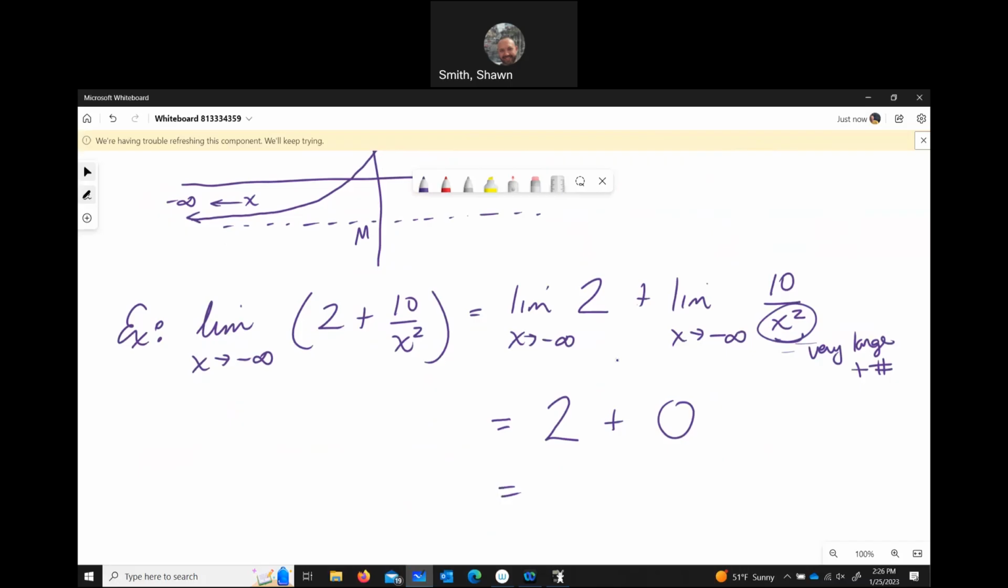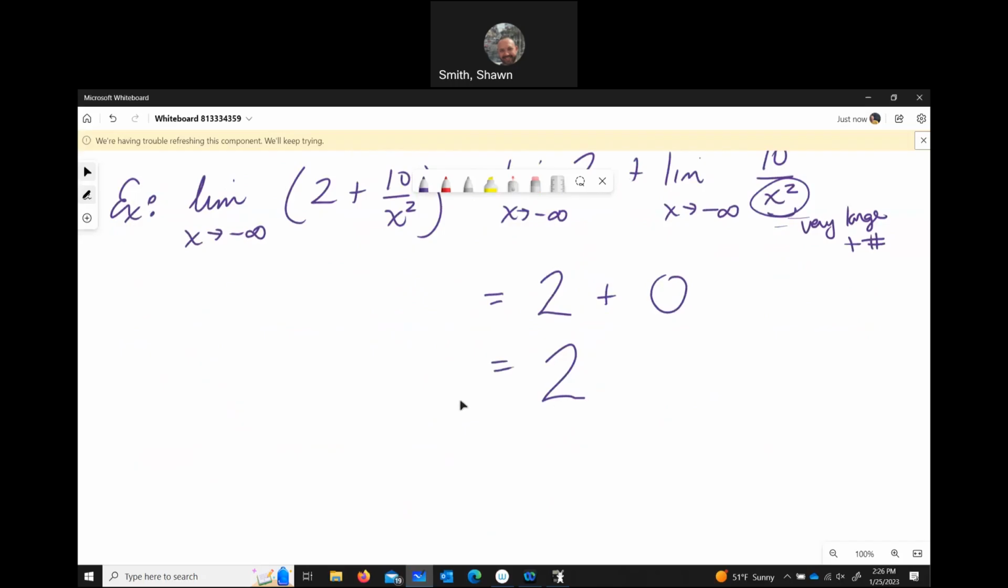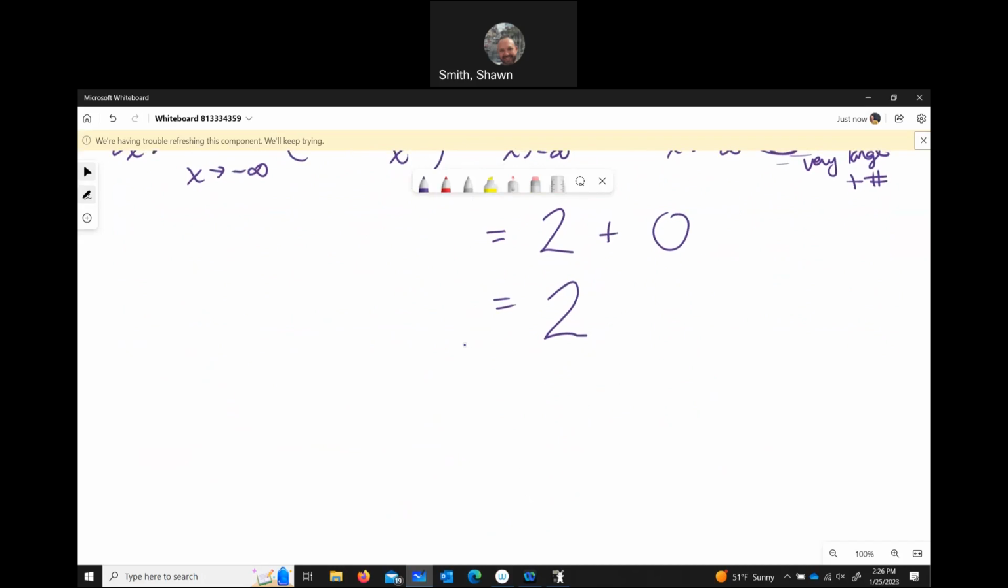So, and then the hardest problem in this class, 2 plus 0 is 3, right? No, 2. No, we're not doing any of that new math. 2 plus 0 is always still 2. All right, let's look at a little bit of trig.